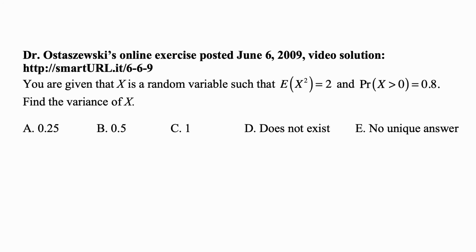Here's a problem for today. For exam P on probability, you were given that x is a random variable such that the second moment of x is 2 and probability that x is more than 0 is 0.8. Find the variance of x. And note that there are two answers that are not numerical. D, does not exist, and E, no unique answer.